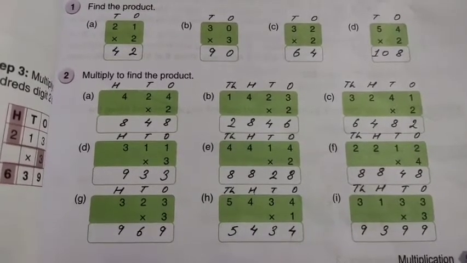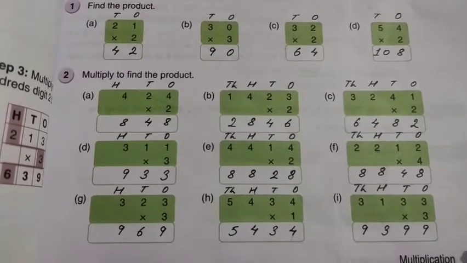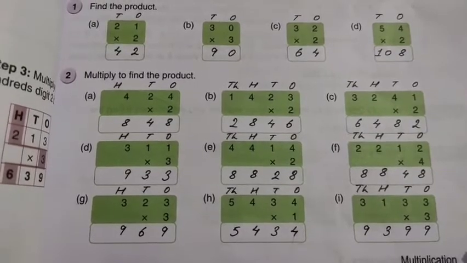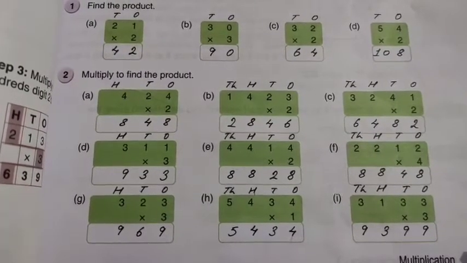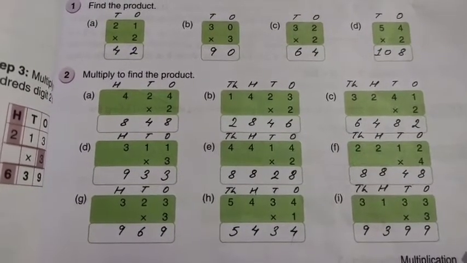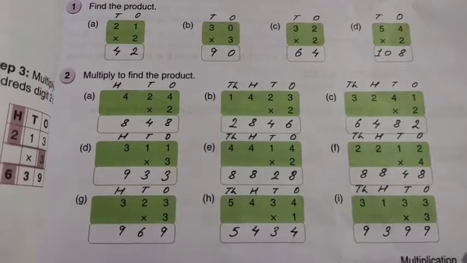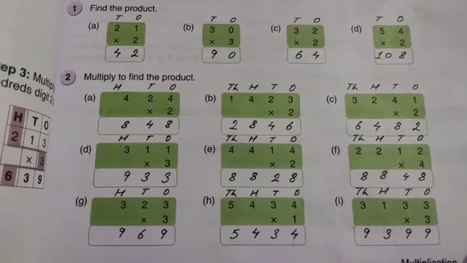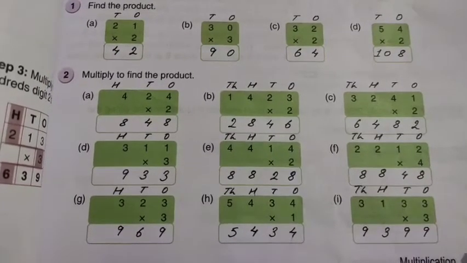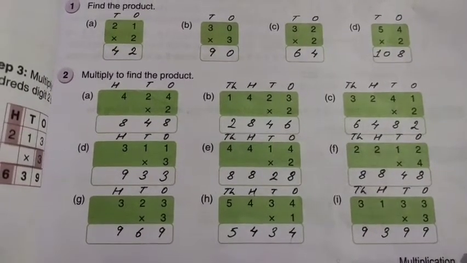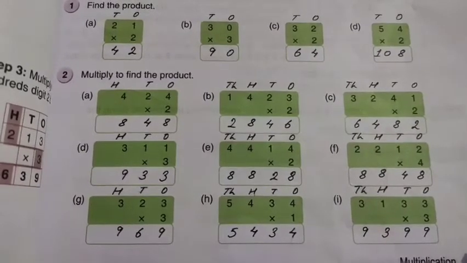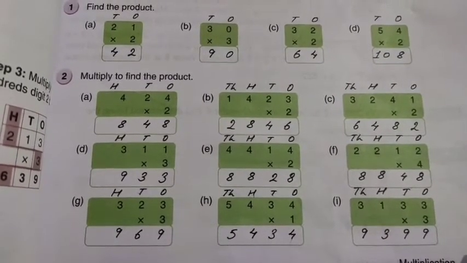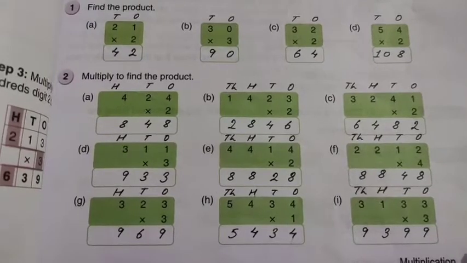2212 multiplied by 4. Let's start with the ones place. 4 twos are 8. 4 ones are 4. 4 twos are 8. Then again 4 twos are 8. So 8848 is your answer. Next, G.